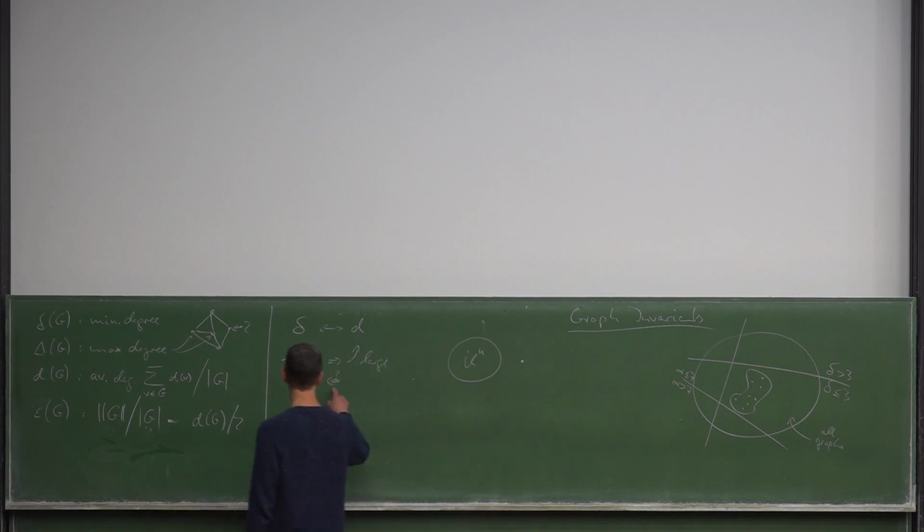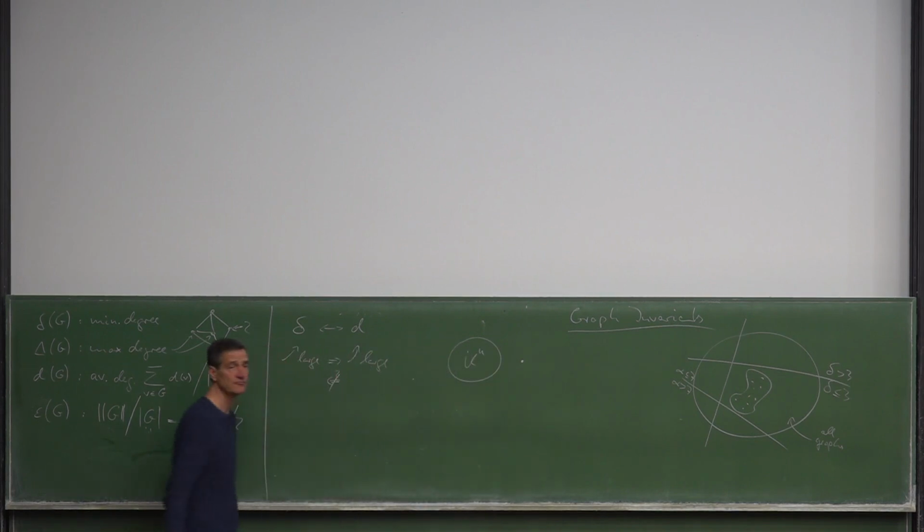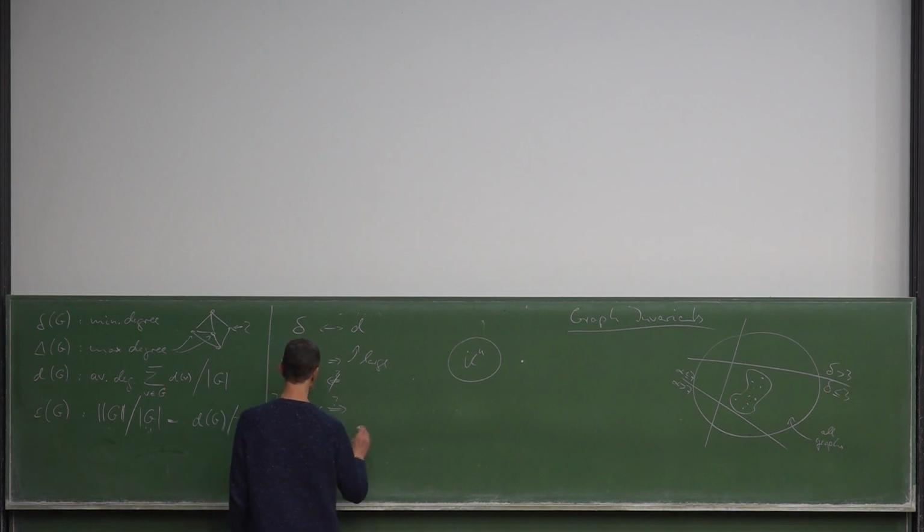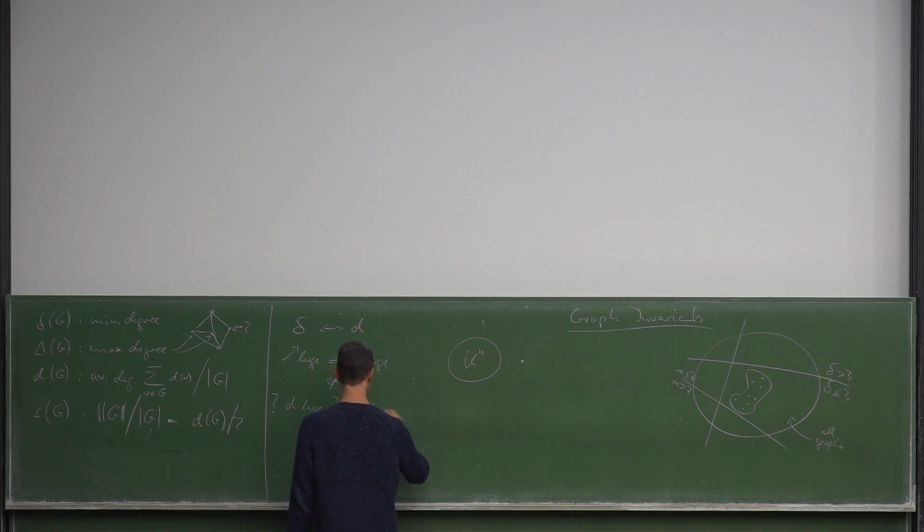Okay, so that is certainly not true in the simplistic sense, but might it be true that, let me write it informally, if the average degree is large, is it then true that the min degree is large in some subgraph?